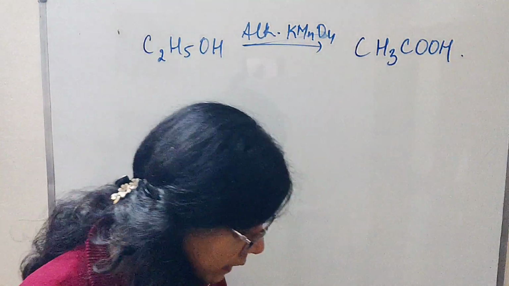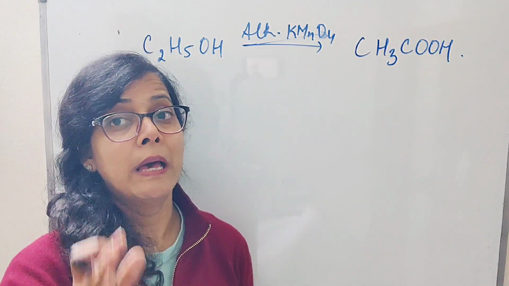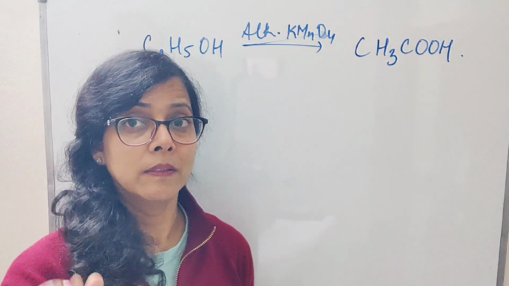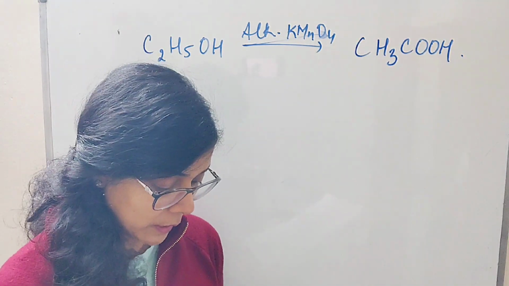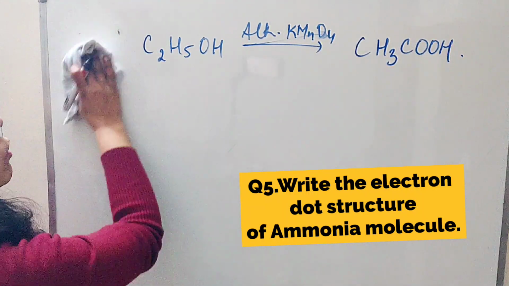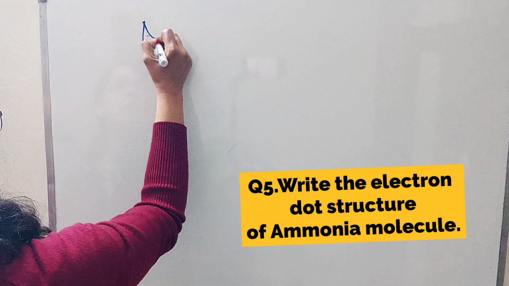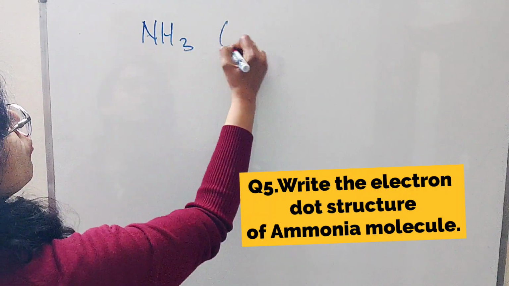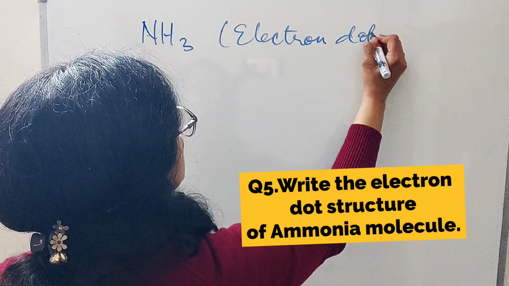If this question comes, you will write that KMnO4 acts as a very strong oxidizing agent, that's why it converts ethanol to ethanoic acid. Now the last question is: what is the electron dot structure of NH3? If this comes, make the electron dot structure of NH3.